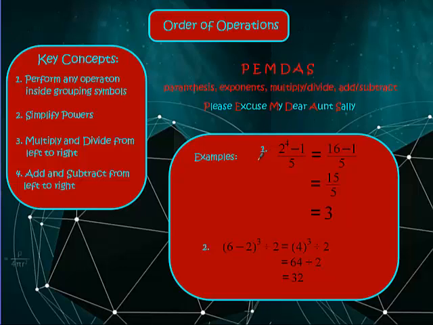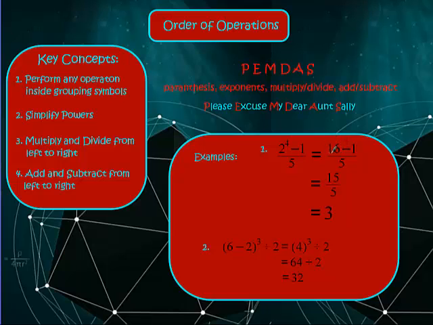In this example here, we have 2 to the 4th power minus 1 all over 5, or divided by 5. So first I look for any operations inside grouping symbols. There aren't any. So then I go to step 2, simplifying powers. Well, there is a power here. It's 2 to the 4th power. Remember, that's 2 times 2 times 2 times 2. So you can use your calculator to type 2 caret 4, and you should get 16.